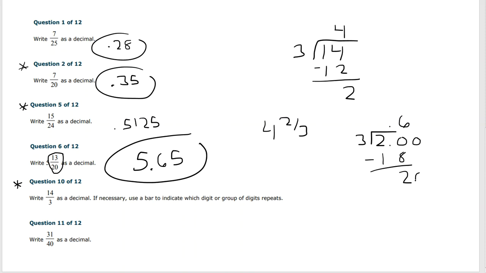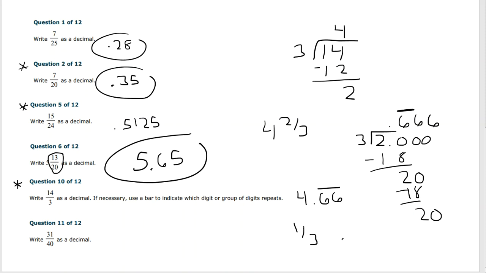Add a 0, bring a 0 down. 3 goes into 20 6 times. 6 times 3 is 18. Subtract, we get a 2. Add a 0, bring a 0 down. At this point, we can see that 2/3 is a repeating decimal. So we write a repeating decimal with the line above the part that repeats. So 14/3 as a decimal would be 4.66 repeating.